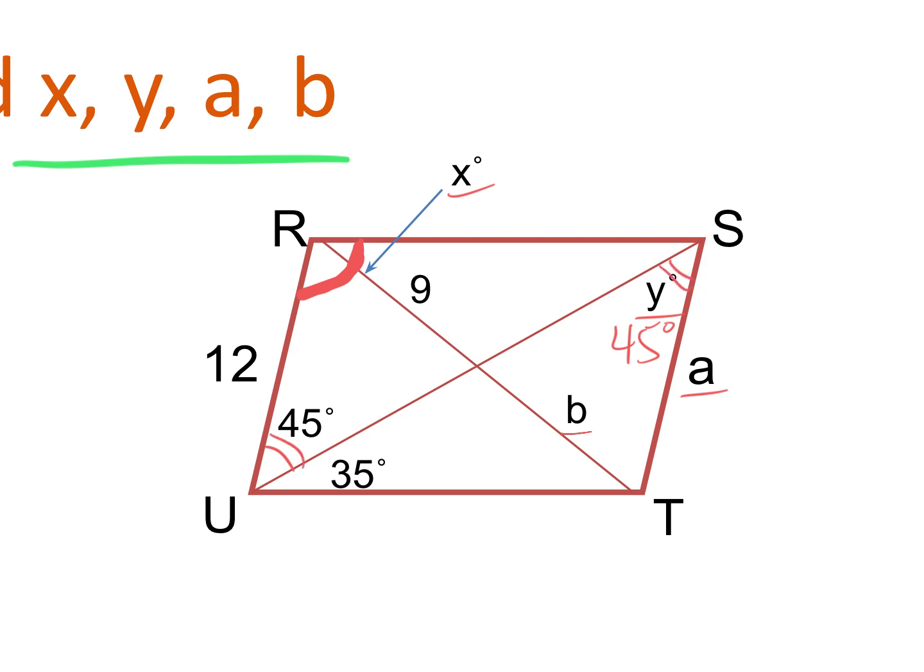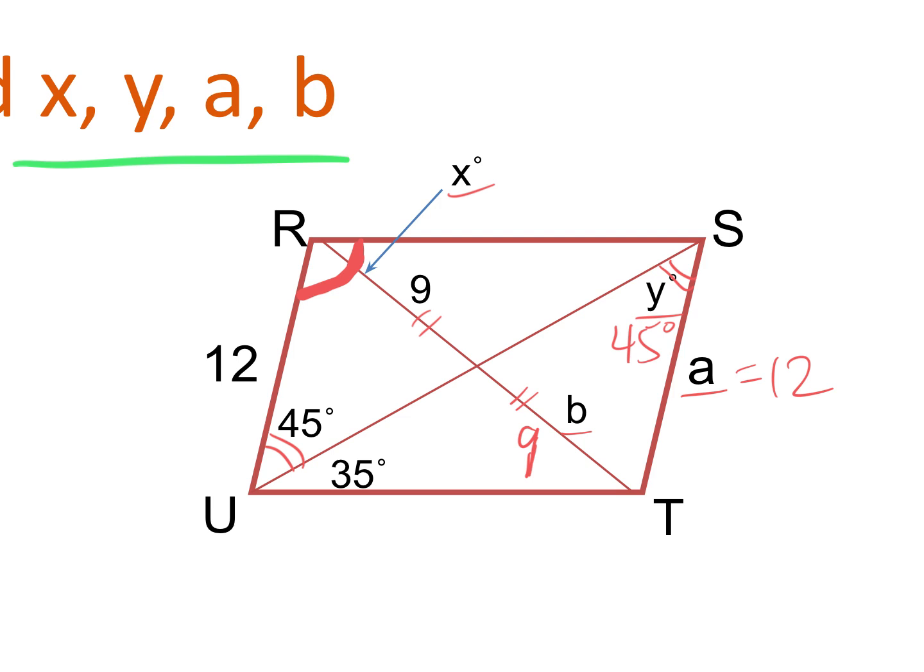So we got Y, we have X, A, and B. What is B? Excellent, because that's a diagonal across your parallelogram. So it's cut in half by the other diagonal. Excellent. What is A? 12. Now comes the fun one. Can anyone figure out what X has to be?